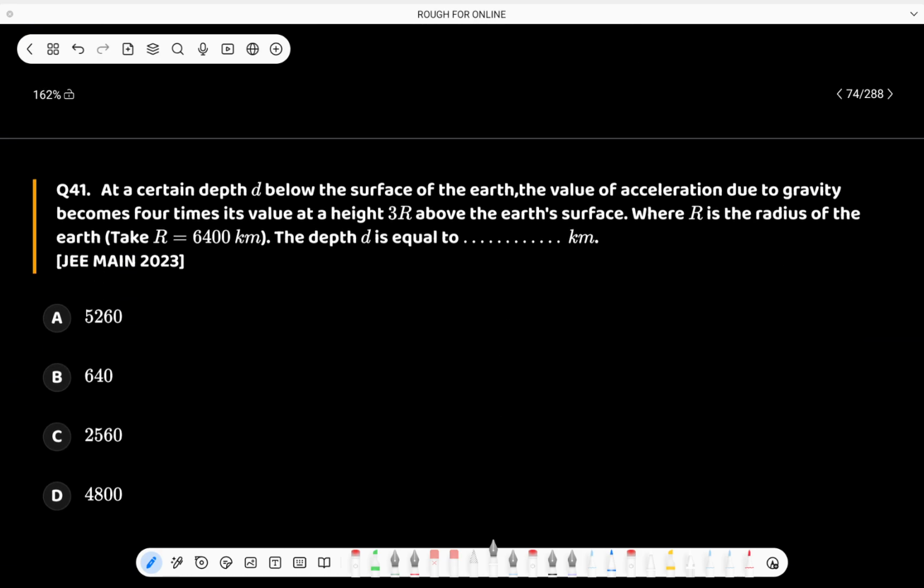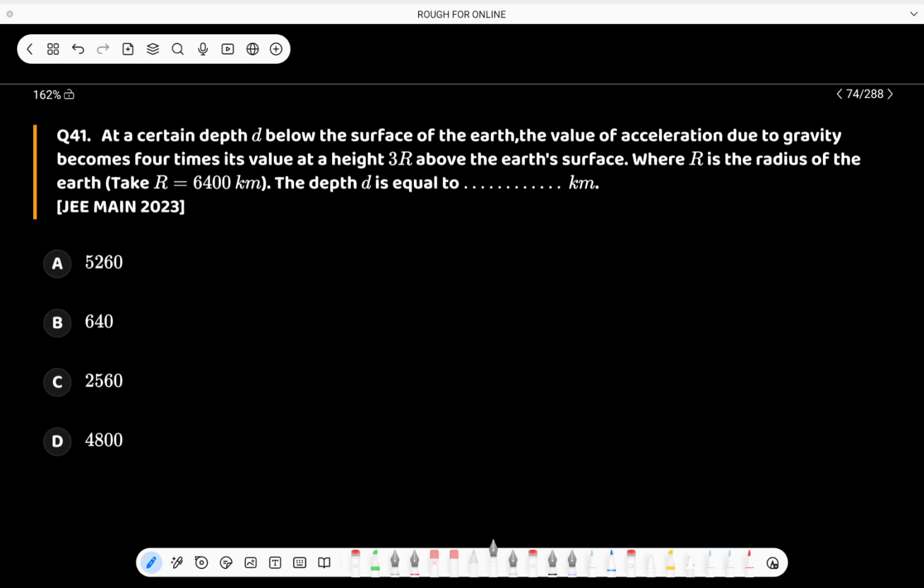Another question we have is this one, that's at a certain depth. So, look at what the question is. At a certain depth d below the surface of earth, the value of acceleration due to gravity becomes 4 times its value at height 3r. Then what is this depth d equal to?